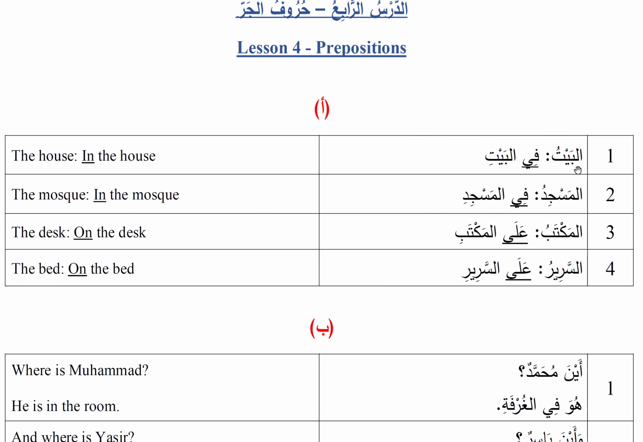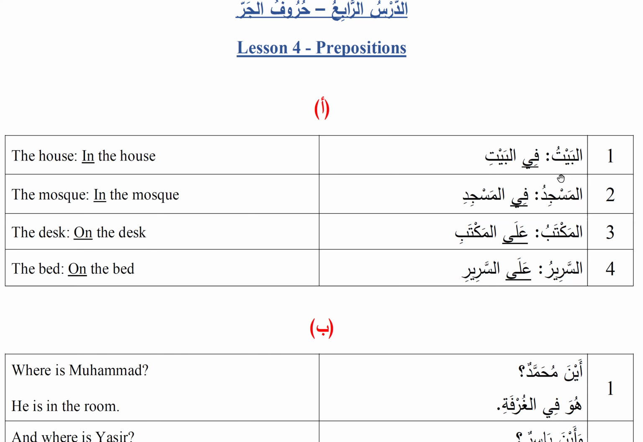The first part here, al-baytu, we know that means the house, and the ending, as you can see, is dhamma. The first preposition we're going to learn is fi. Fi means in. When fi comes before al-baytu, the dhamma becomes kasra: al-bayti. The reason is that the word al-baytu is in the state of marfu' first. Let's learn this as marfu'. What does marfu' mean? Marfu' means the main sign of the word is dhamma.